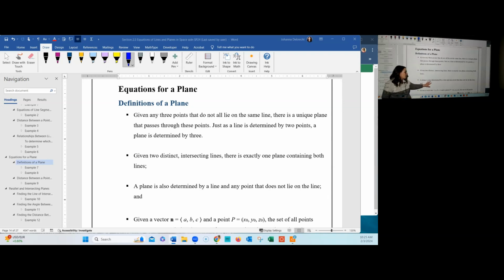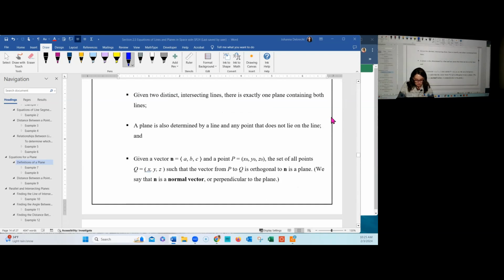Now, a plane can also be determined by a single line and a point that's not on the line. Why? Well, because if you have a line, you have 2 points, and a point that's not on that line gives you a third point, which gets us back to point 1. So a plane is also determined by a line and a point not on the line.